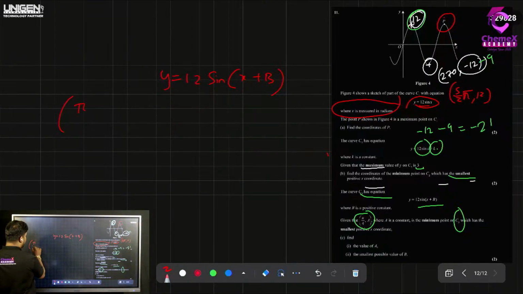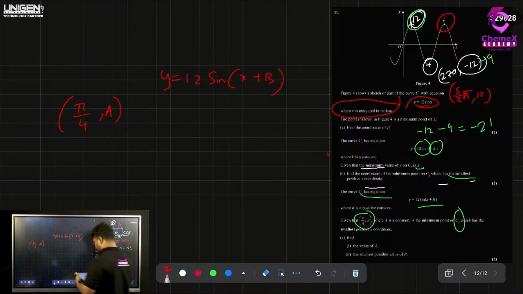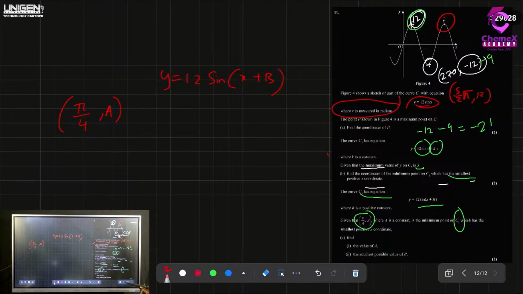Pi over 4 is the smallest possible constant, and it is the minimum point on C3. So the minimum point on C3 which has the smallest possible x coordinate.